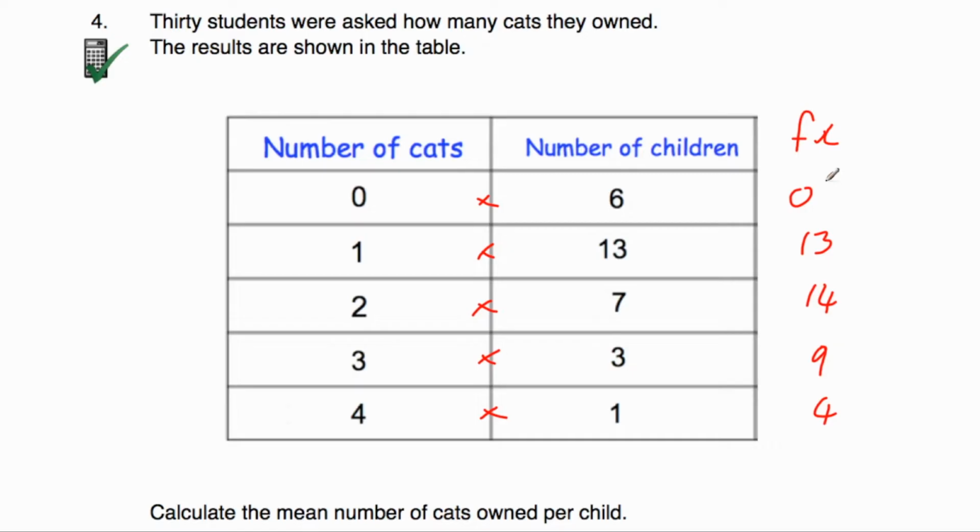So if we want to work out the total number of cats, we need to add up this FX column to see the total number of cats. So 0 plus 13 plus 14, that's 27, plus 9 is 36, plus 4 is equal to 40. So altogether there's 40 cats. So we found that there's 40 cats altogether.